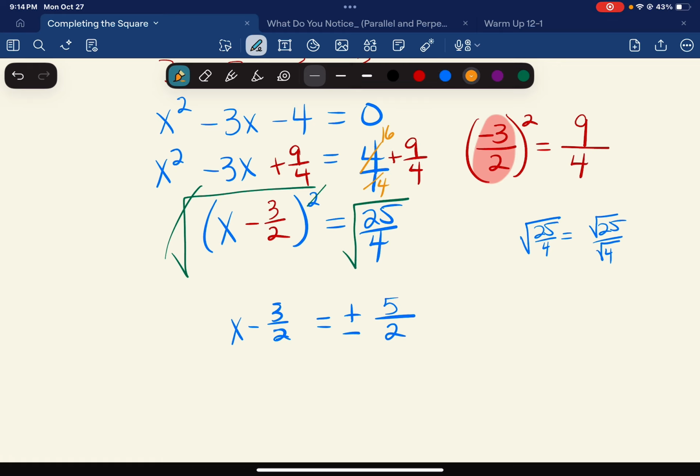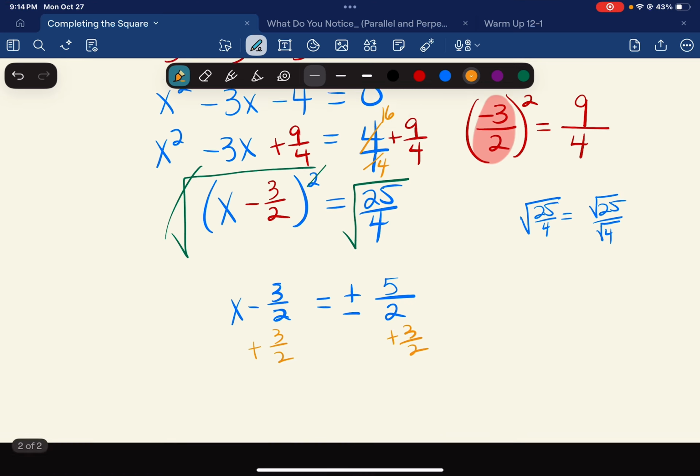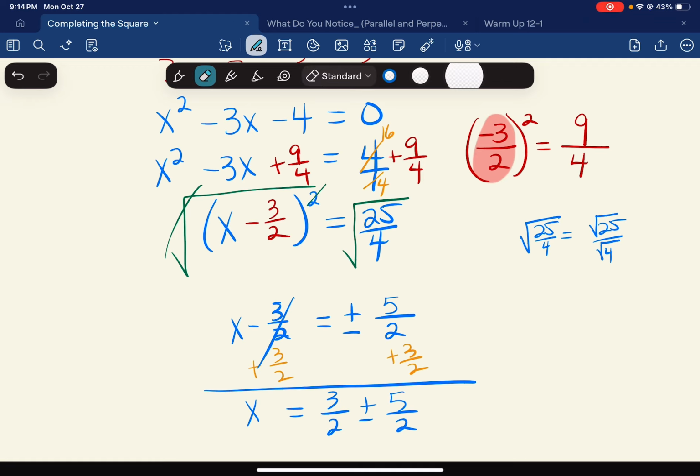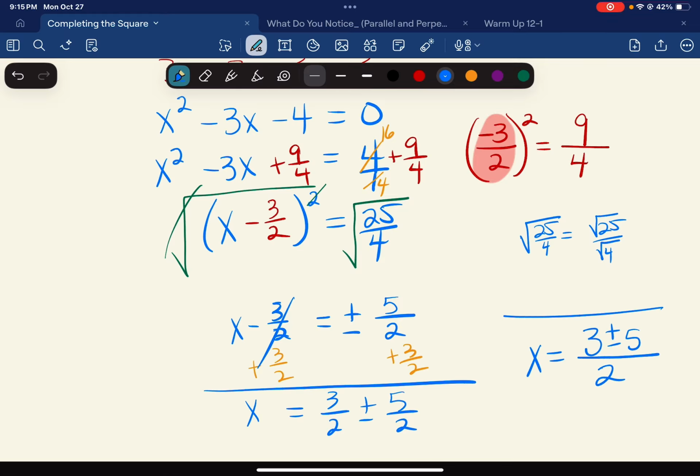All right, so let's add 3 halves to both sides of our equation. And because we have like terms here, that makes our life easier. We end up with x equals 3 halves plus or minus 5 halves. And we do have a common denominator in this problem, right? Both of our denominators are 2, so we can rewrite this as x equals 1 giant fraction, 3 plus or minus 5 all over 2. And that's how you can use completing the square to solve your quadratic equations.